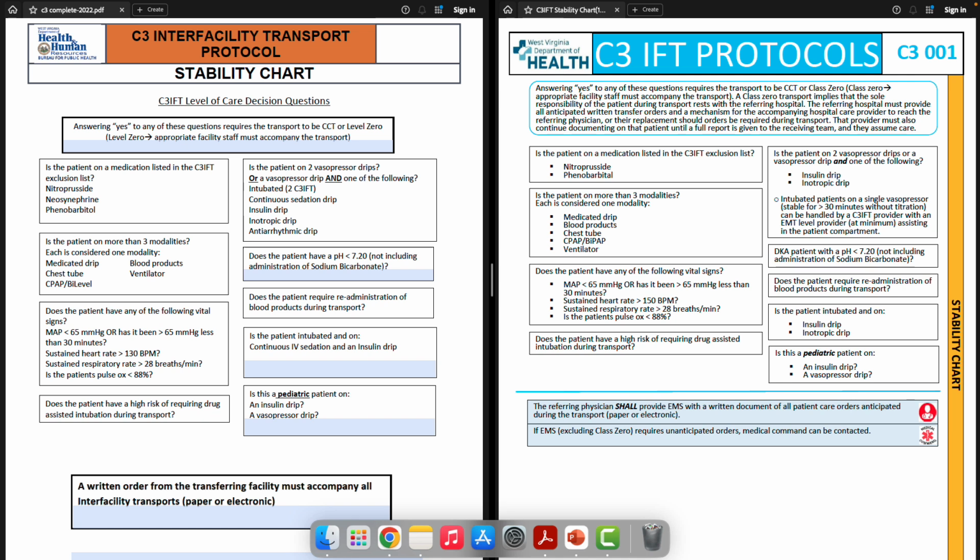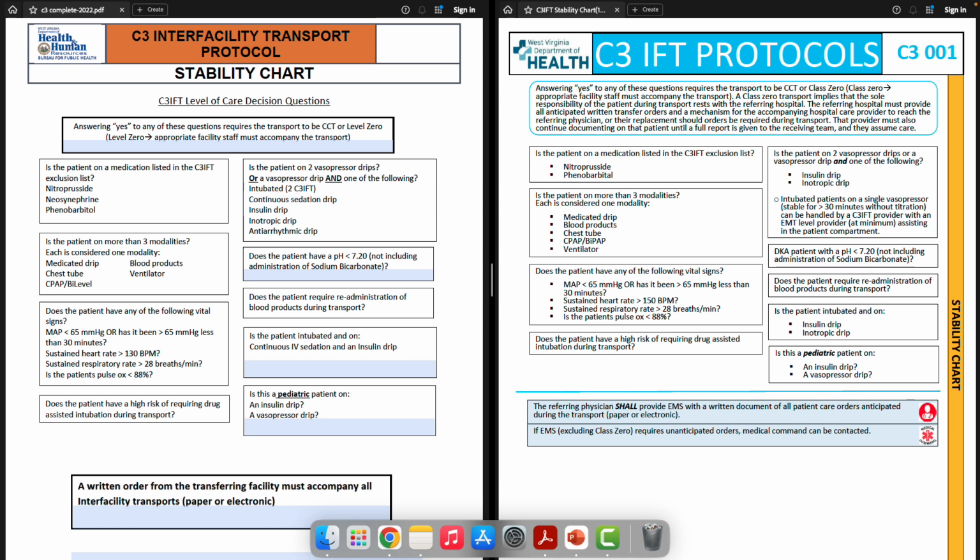So if we start at the C3IFT exclusion list, now you only see nitroprusside and phenobarbital. On the old one, you would see that neosynephrine was on there. That has been removed. On the modality list, that has remained the same. Formatting just changed a little bit. For the vital signs, that all maintains the same with the exception of that sustained heart rate going from 130 to 150. But pulse oximetry less than 88% or tachypnea greater than 28 a minute.